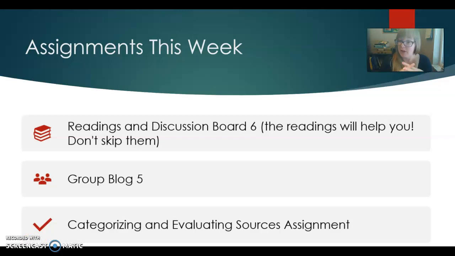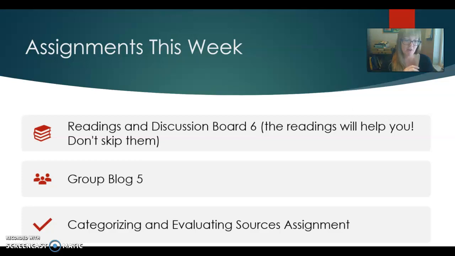Don't skip the readings. I know that I don't do a reading quiz or anything like that for 102, but I do try and make the discussion board something that you have to utilize the reading for. But especially this week, these readings are exactly what you need to be thinking about and doing for your assignments. So before you reach out to me with a question about the evaluation assignment that you have or the discussion board, do the reading and you'll likely find the answer there.